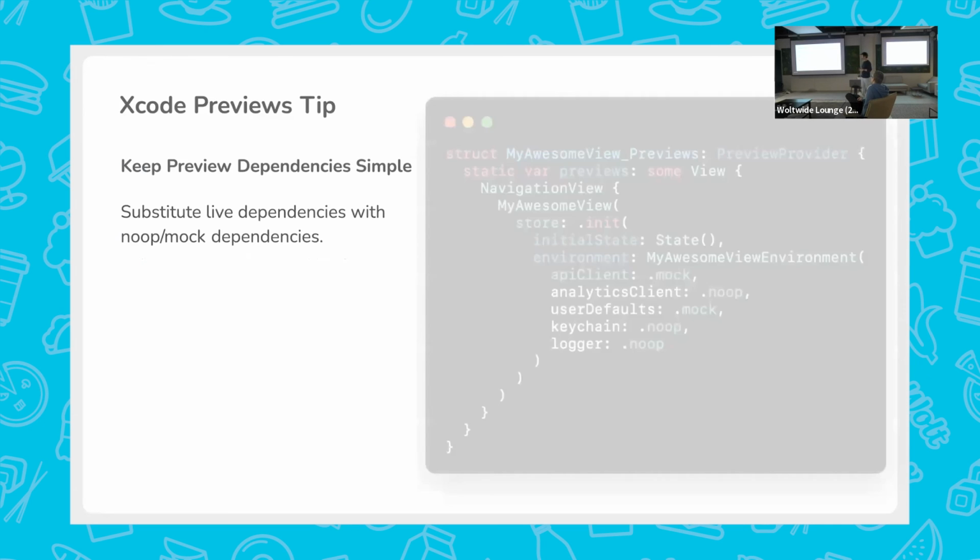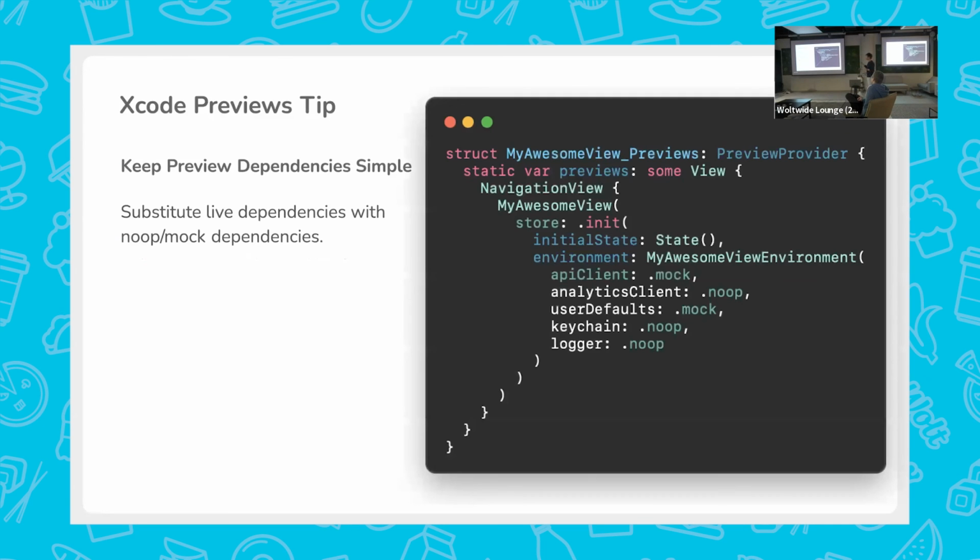First thing is just by keeping my dependencies simple. Here I have an example of my awesome view that shows the previews. And this view happens to have a dependency on an API client, analytics, can be Firebase, Crashlytics, whatever, and a logger, it can be Sentry. So what I do here is that for the previews, instead of using live dependencies, I'm just using this mock, stub out, no operations endpoints and things like that. So it's very quick for Xcode, it doesn't have to compile the giant Firebase library every time.